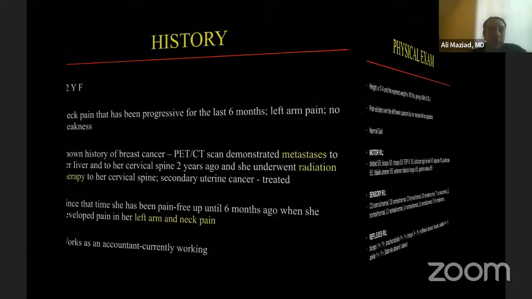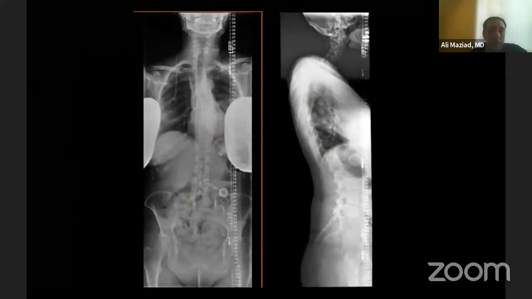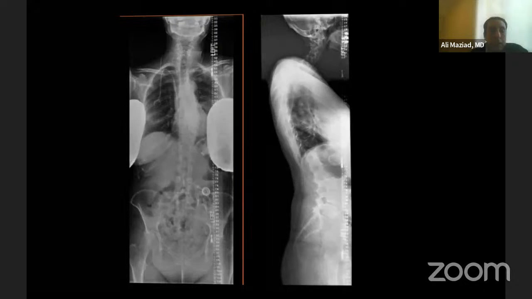Next slide, please. And her exam was pretty benign. She did have a little bit of a lower quadrant pain in the neck, but no mass could be felt. She had normal gait, 5/5 motor power, no sensory deficits, and no abnormal reflexes were elicited on exam. On her images, you would see her alignment is pretty normal, except a little bit of an SVA you could see in the sagittal for the cervical spine, a little bit of a cervical tilt to the left side, but not a gross deformity on X-ray. So she needs to get more advanced images, obviously.